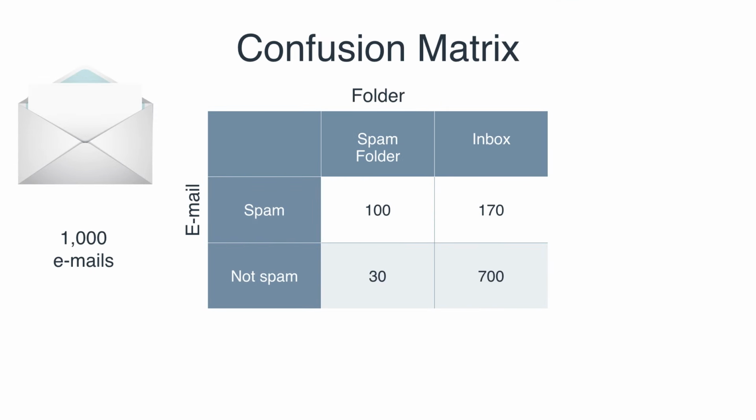Here we have a pool of 1,000 emails. Out of these emails, 100 spam emails have been correctly sent to the spam folder. 170 spam emails have been incorrectly sent to the inbox. 30 non-spam emails have been incorrectly sent to the spam folder. And finally, 700 non-spam emails have been correctly sent to the inbox. So here is the confusion matrix.